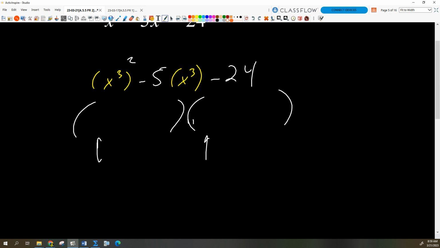When I distribute, I've got to get x cubed squared. So what do you think? What has to go there and there?